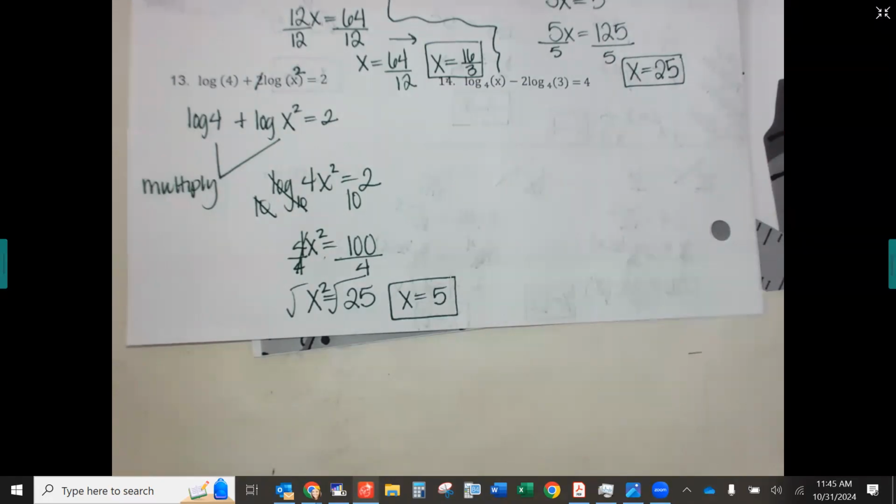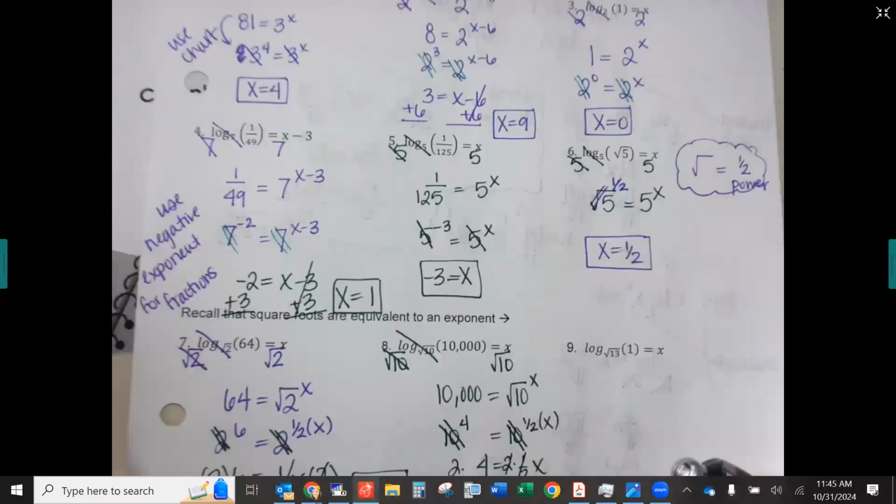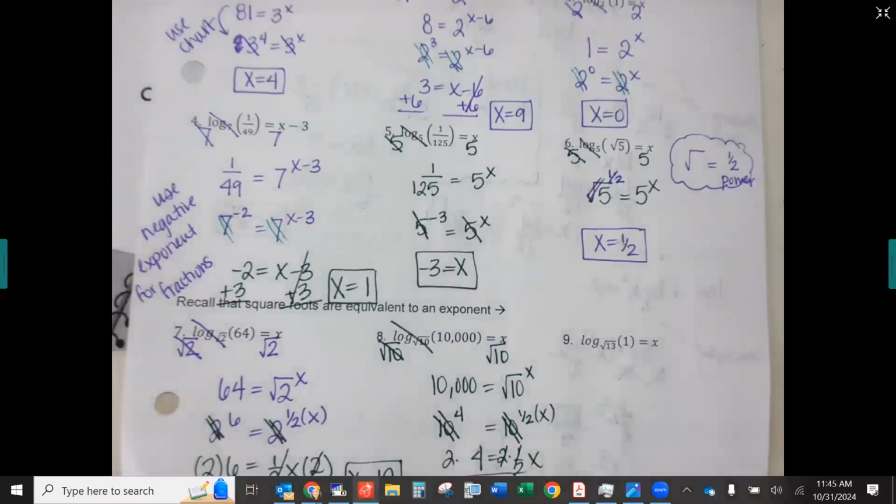Oh, that's okay. That's a great, thank you for pointing that out. So, remember that your x can only not be negative if it's in the log. So see how here your x is on the other side, that's fine.